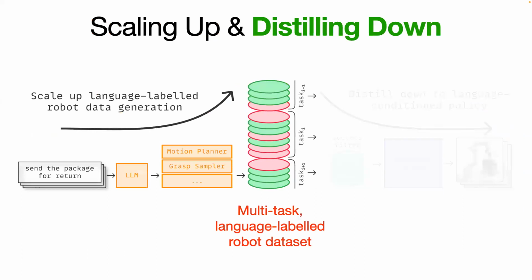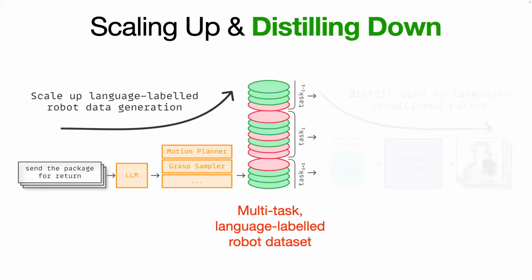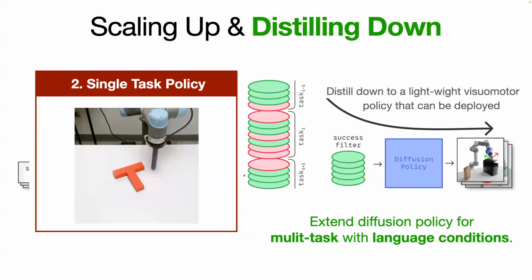So at the end of the process, what we get is a large multitask robot data set with very dense language labels. However, just to mention, this data set is generated relying on simulation state. In the end, we want a policy that is able to directly infer action without simulation state. That's why we have the second stage, which tries to distill those robot experiences into a lightweight visual motor policy that can be deployed on the robot.